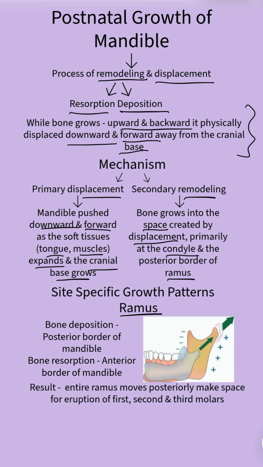First is the ramus. The ramus is the most active remodeling site for increasing the length of the mandibular body. Bone deposition on the posterior border of the mandible and bone resorption on the anterior border result in the entire ramus moving posteriorly, making space for the eruption of the first, second and third molars.